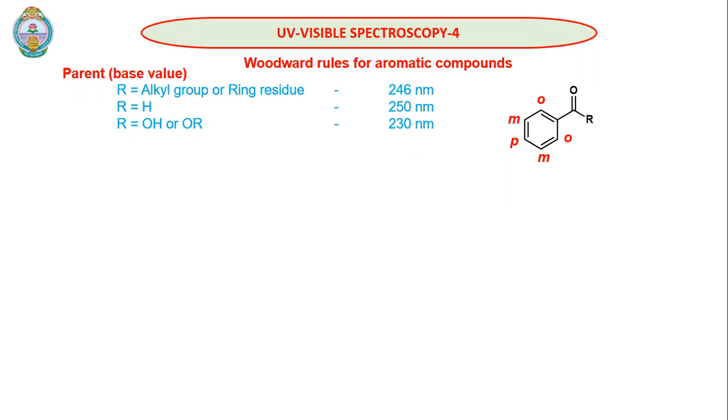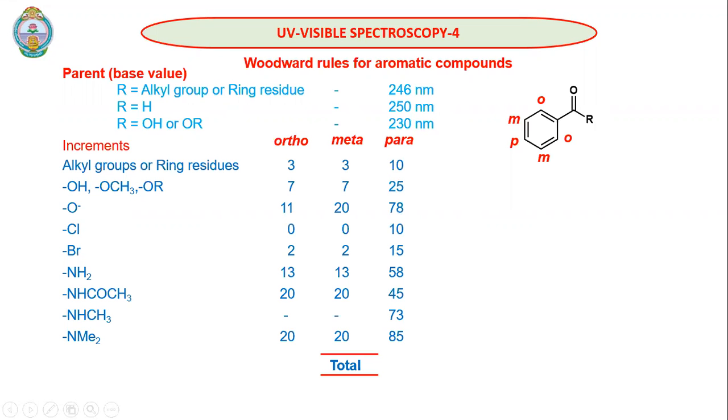So for carbonyls attached to a benzene ring, if the carbonyl is a ketone, the parent value is 246 nanometers. If the carbonyl is an aldehyde, the parent value is 250 nanometers. If the carbonyl is a carboxylic acid or ester, the parent value is 230 nanometers. Now, different substituents at ortho, meta and para will also influence the lambda maximum value. Now we will look at these influences.